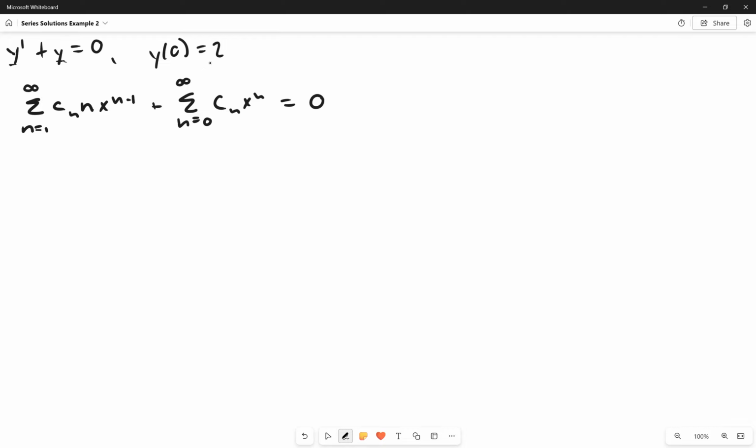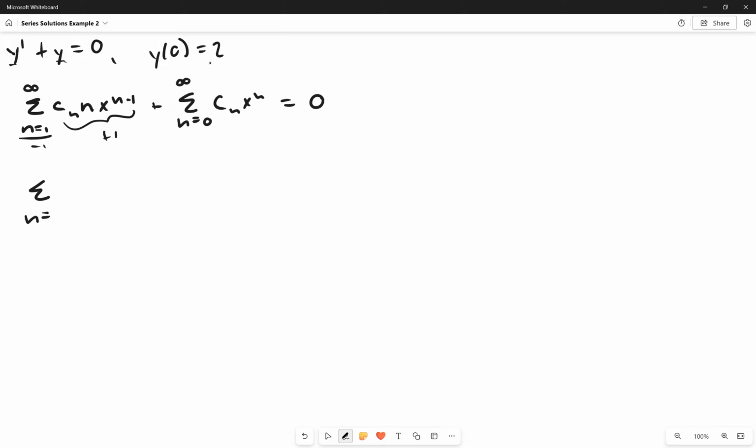But just like the last example, I want the starting index for each of the sums to be the same, and I want the powers on the variable, in this case we only have x, to be the same. So using the exact same trick as last time, I'm just going to subtract 1 here and add 1 to n every time I see an n inside of the first sum.